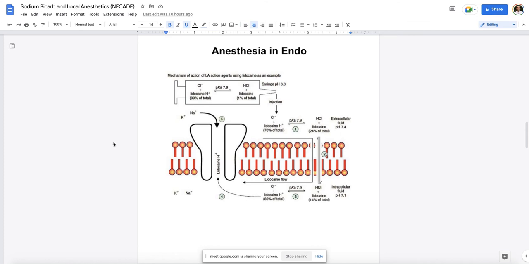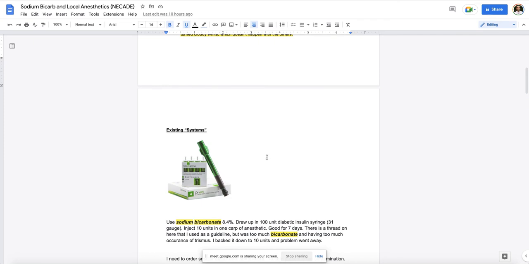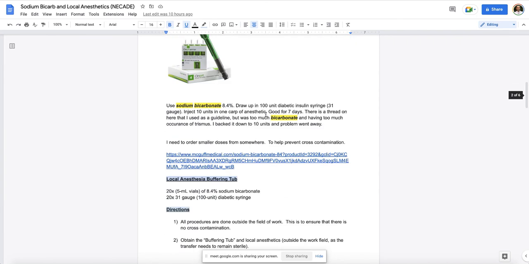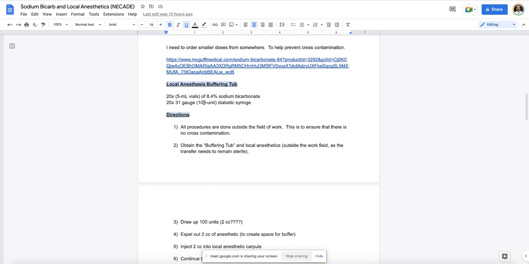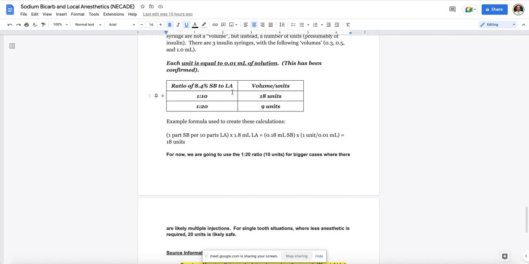Well, Dr. Greenbaum's worked on this patient several times, and he used, in his words, very few carpules of anesthetic. So what I did, this is a company that makes a system that will do it for you. It's very expensive, especially for a big practice like ours, and I'm sure the doctors will start using it. I'm trying to find a solution. So I came up with this buffering tub, which I haven't put together yet, but I have all of the components. I basically took a 100-unit diabetic syringe, and I drew up, this is the little ratio that I put together.